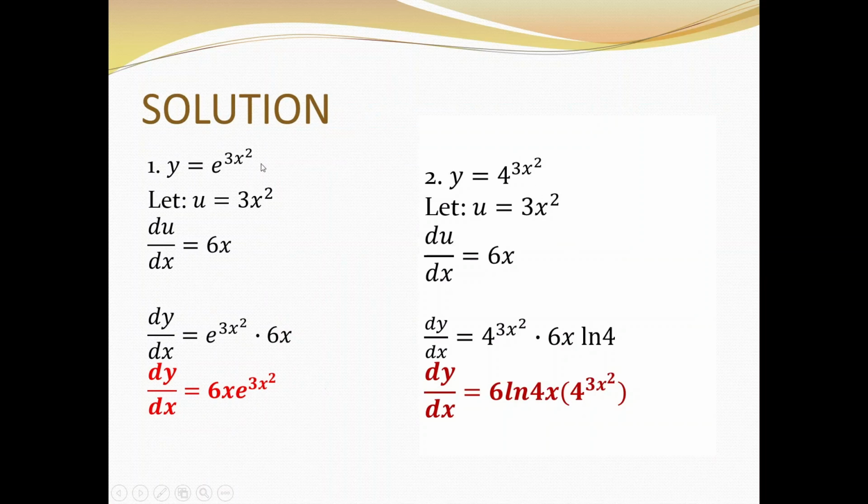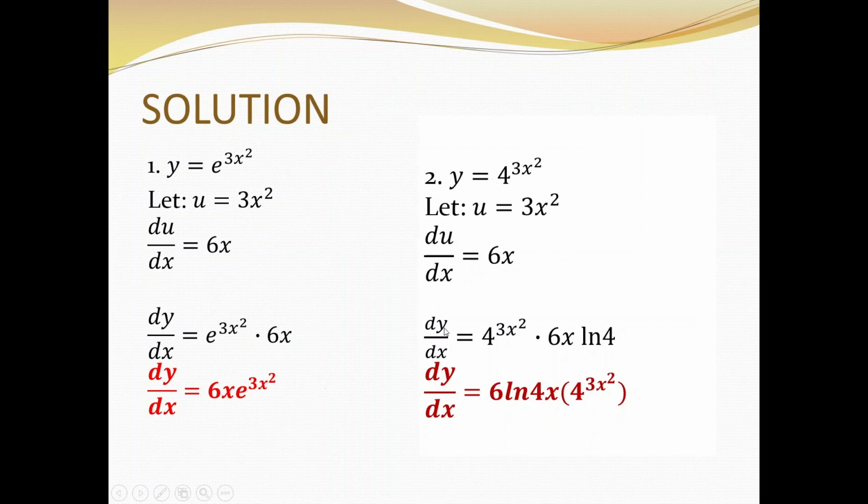So this time, if you're going to compare with number 1, the base is 4, which is a real number. Now, similarly, it is better to find the derivative of this exponent first, which can be our u, and this is equal to 3x squared. Then finding the derivative of this u by means of power derivative, the derivative of this u with respect to x is 6x.